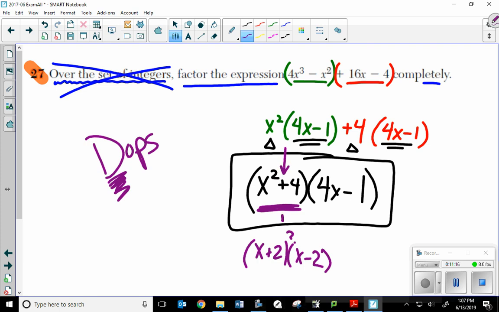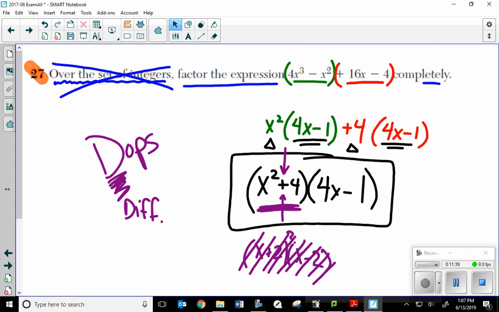If this is a plus sign with two squares, like x squared and 4, two perfect squares, then you can't factor it. So I can't factor this. So no, it's not x plus 2 times x minus 2, because it is not a difference of perfect squares. It's a sum of perfect squares, and we can't factor sums like that. So my answer, written here in black, is x squared plus 4 times 4x minus 1. Again, easy.